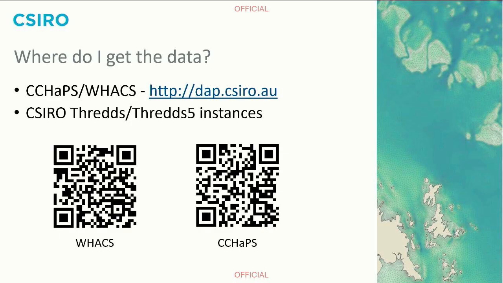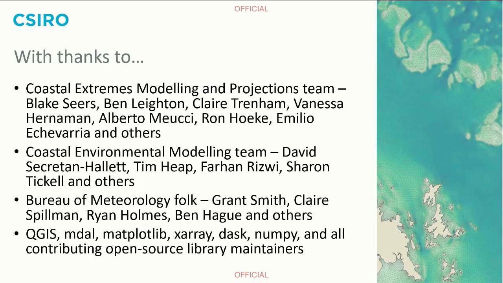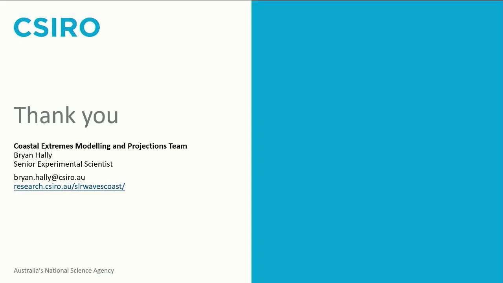Where do I get the data? The WAX data is available in the DApp at these QR codes. There are also example notebooks that we've come up with for using the data, visualization, all that sort of stuff. So the tools are there. Feel free to get your hands dirty. And I've got lots of people to thank, of course. But the most important one is you.